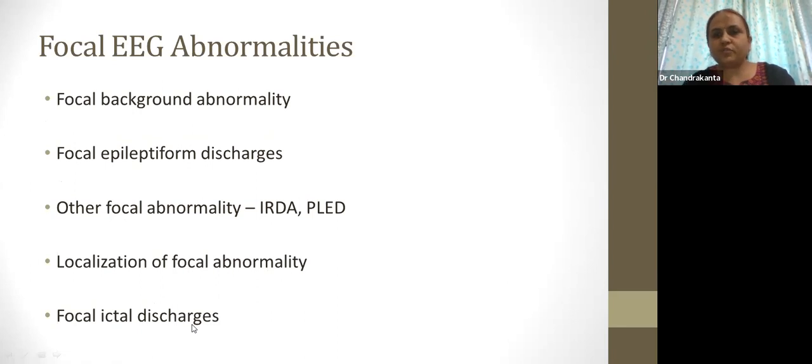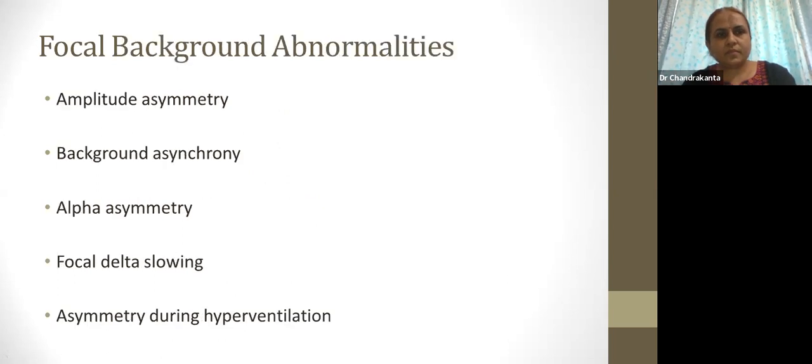So mostly what we see in EEG is the interictal discharges, meaning the child does not have a convulsion at that time. But if the child is convulsing during the recording, it is called an ictal recording. So what can be the focal background abnormalities? Background abnormalities can be in the form of amplitude asymmetry, background asynchrony, alpha asymmetry, or focal delta slowing, and there can be some abnormalities found during hyperventilation.